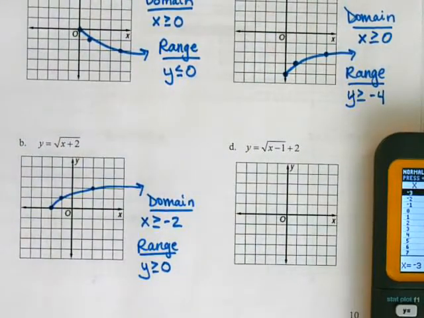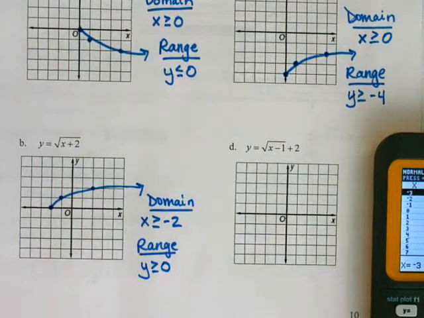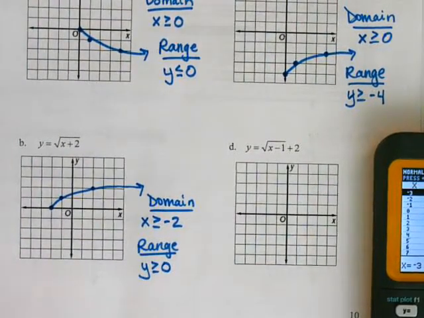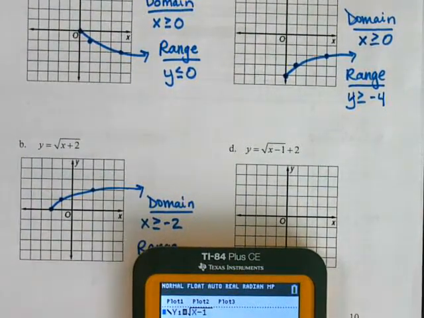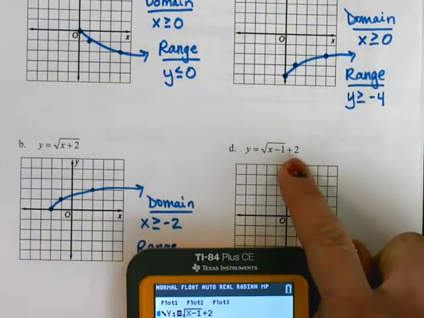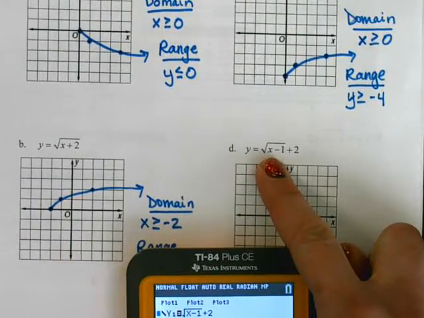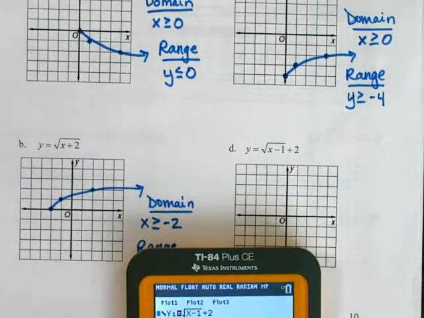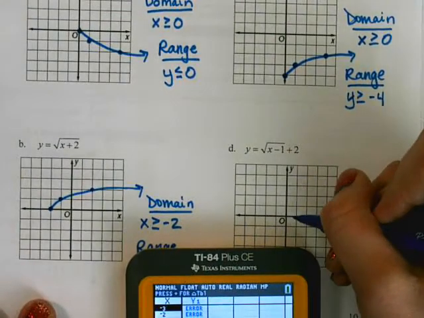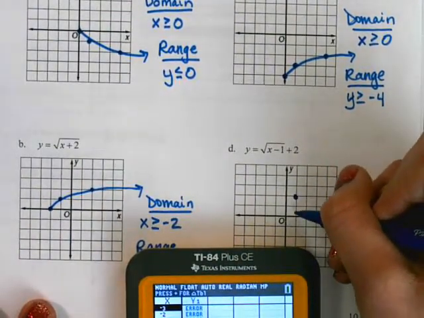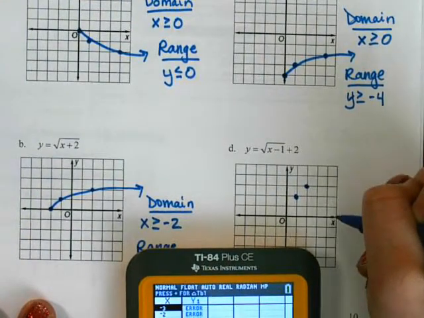Okay, last one, letter D. We're going to be moving this guy up or down, and left or right. Does that make sense? So the -1 is under the square root, and the +2 is outside. So this guy's going to move it up 2. This guy's going to move it right 1. See that? Up 2, right 1. So at 1 he's at 2, 2 he's at 3, 5 he's at 4.